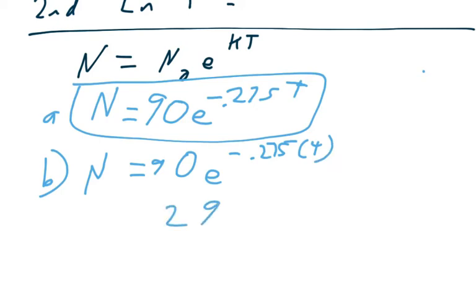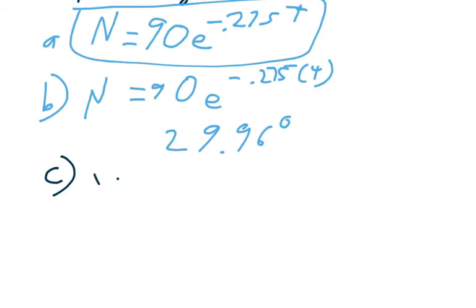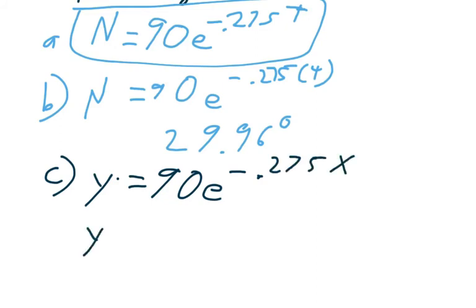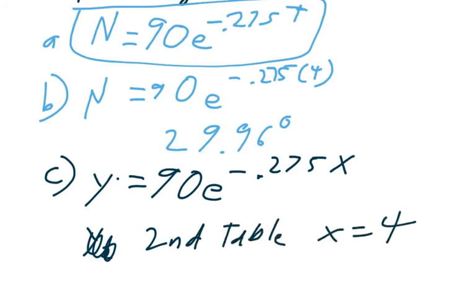So this turns out to be 29.96 degrees. For part C, I'm going to type in y equals 90e to the negative 0.275x, and then I'm going to do second table and look at what happens when x is equal to 4. And you will see that we get the same answer of 29.96 degrees.